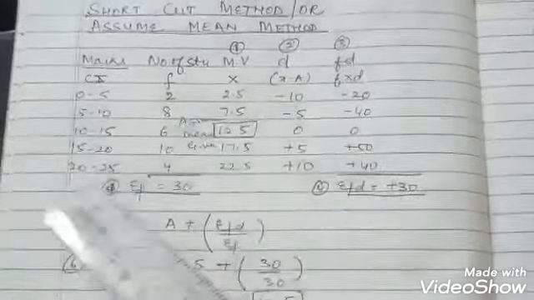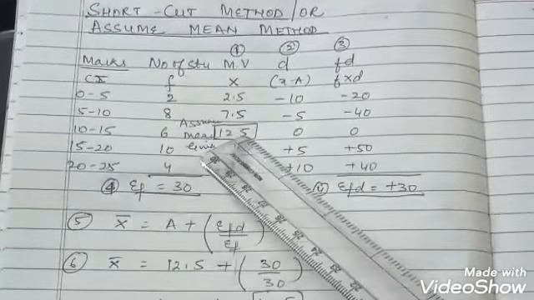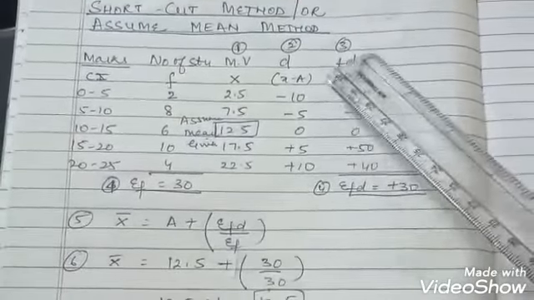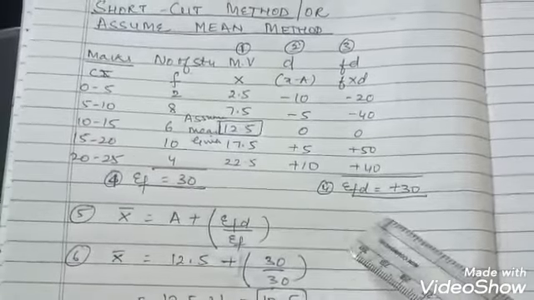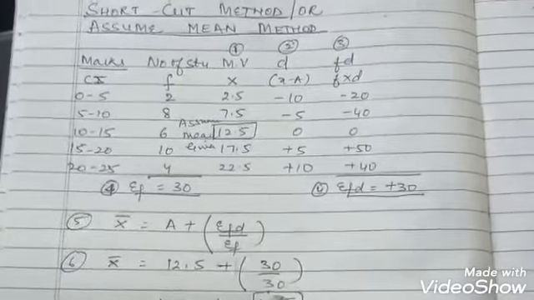A quick recapitulation of the entire method. First, this is the question given to you. First step is find the mid-value x. The assumed mean is given to you. Find deviations, the x minus a. Then find f into d. Then summation fd and summation f. Then post the formula and post the values.